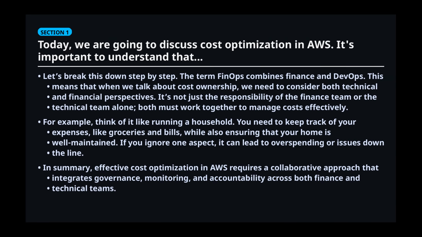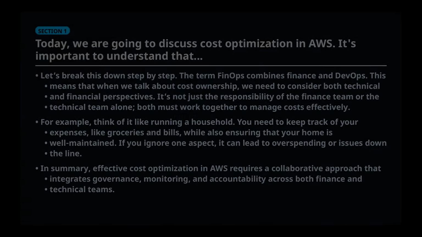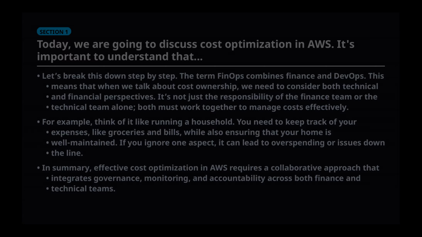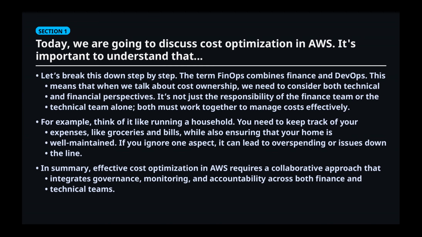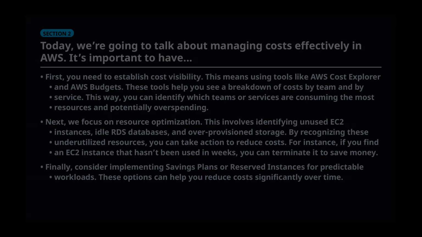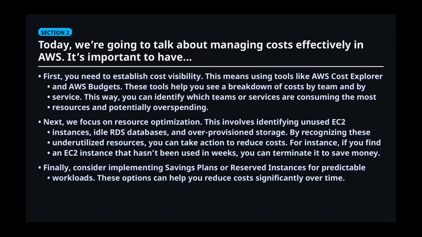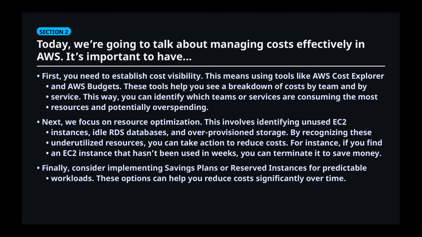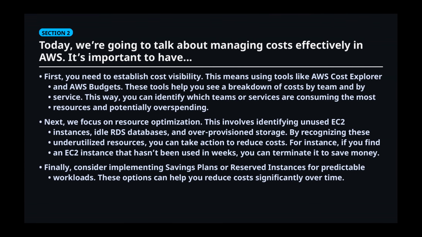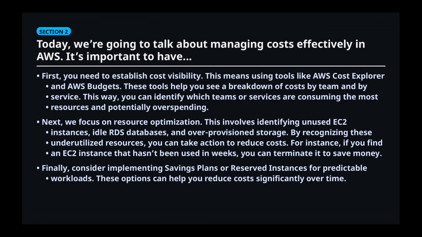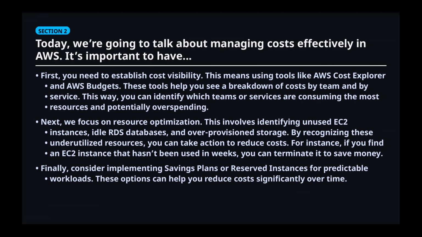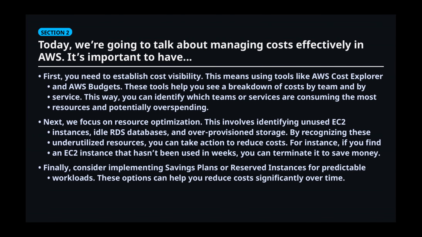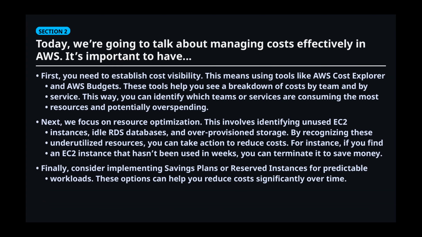In summary, effective cost optimization in AWS requires a collaborative approach that integrates governance, monitoring, and accountability across both finance and technical teams. First, you need to establish cost visibility. This means using tools like AWS Cost Explorer and AWS Budgets. These tools help you see a breakdown of costs by team and by service. This way, you can identify which teams or services are consuming the most resources and potentially overspending.